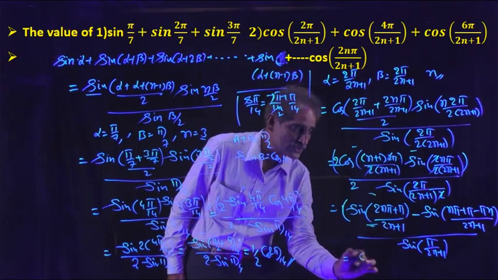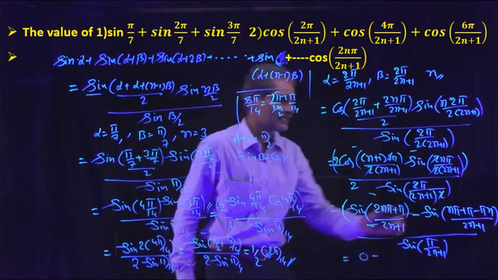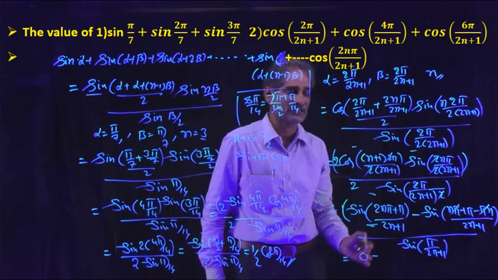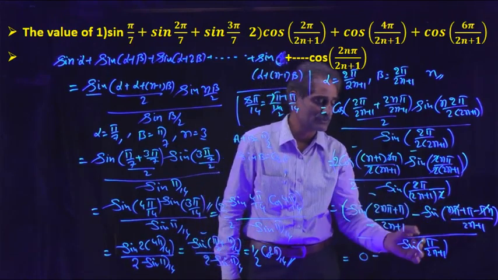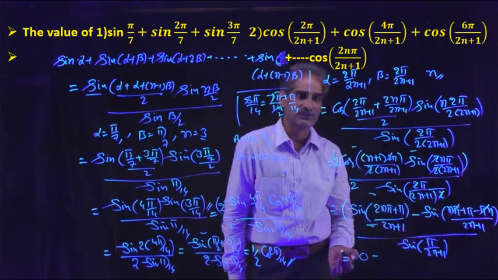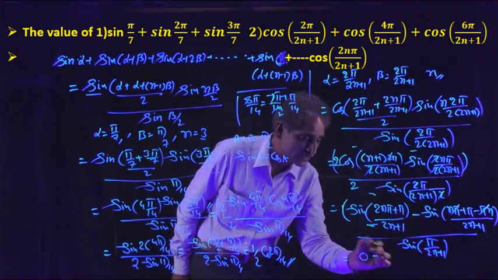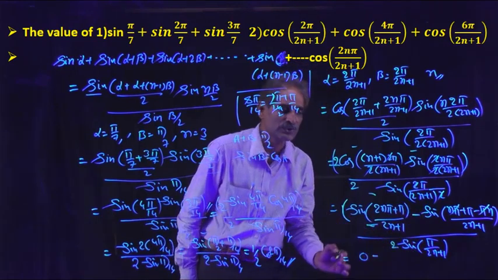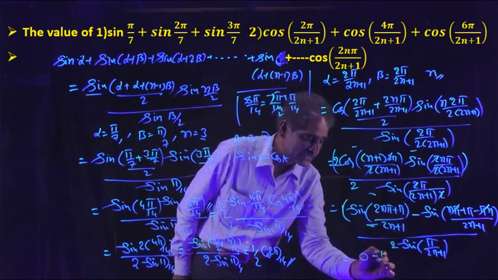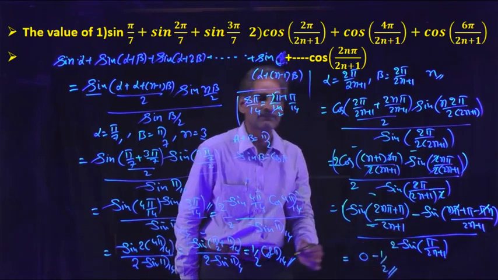It is equal to 0 minus, here the n pi terms get cancelled, sin of pi by (2n plus 1) by sin of pi by (2n plus 1). These two terms will get cancelled. So then we will get only, in the denominator 2 is also there, so minus 1 by 2 is the answer.